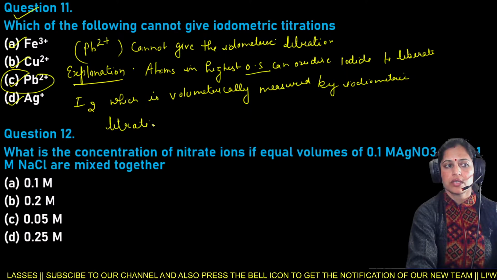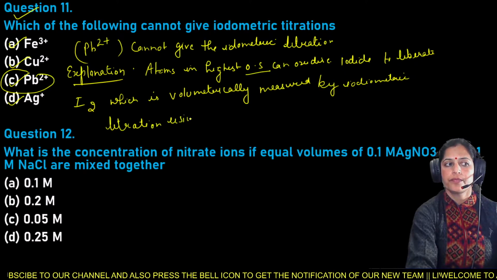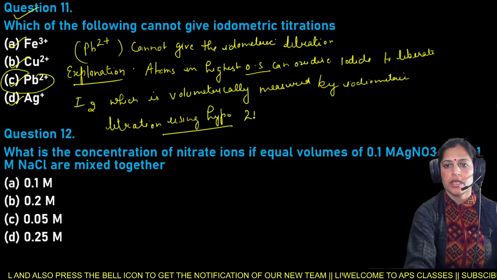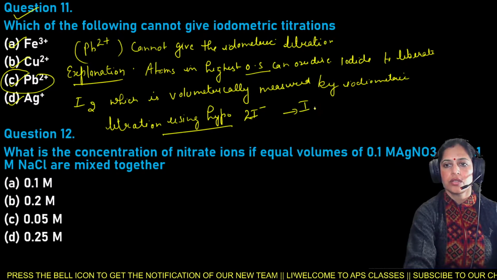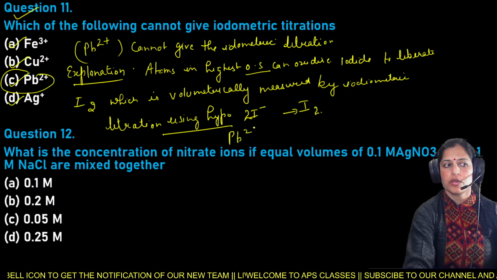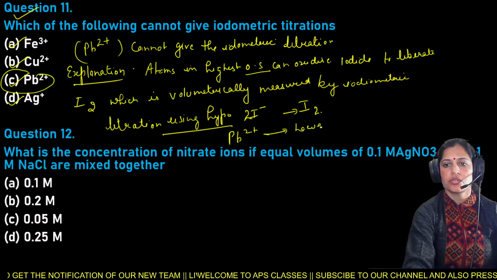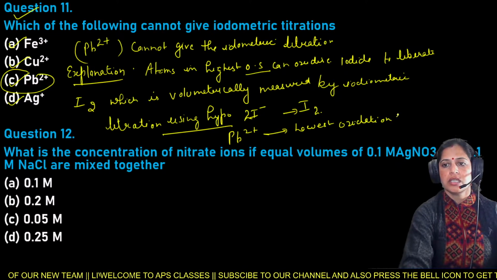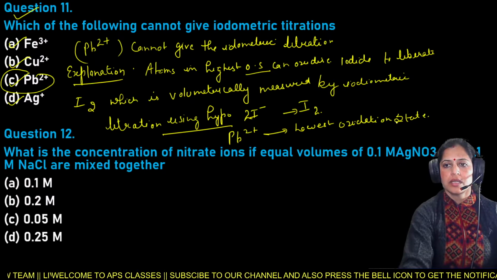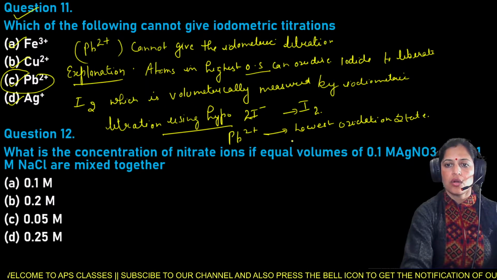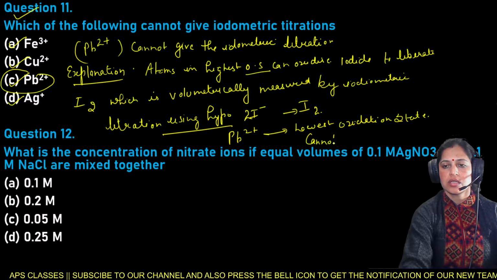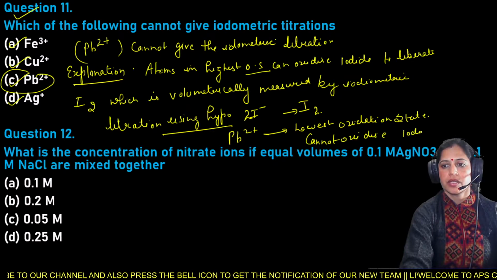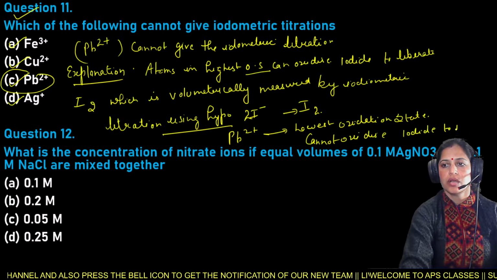Iodometric titrations using hypo. The reaction is 2I negative gives rise to I2. Pb2 positive, that is the lowest oxidation state, cannot oxidize iodide to I2.